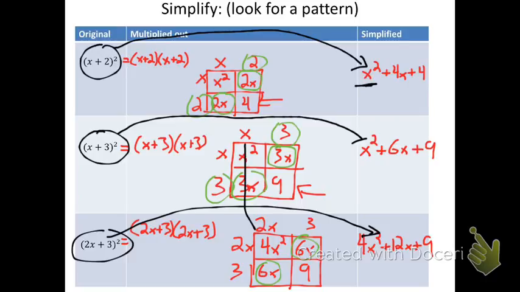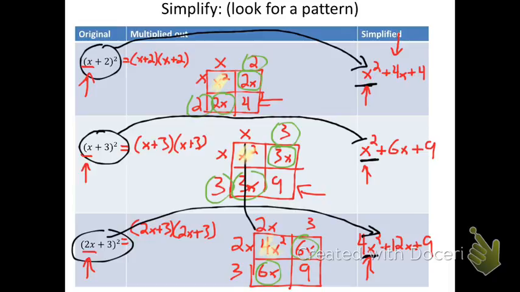Now, let's look for our pattern. This first term every time, this first term in all three of these, what you notice is we get that from this top left box in the table, where you're basically just squaring that first value in your binomial. So whatever this first one is, if you square it, it's going to give you the first term over there. Notice how it worked for all three of them. If I square x, I get x squared. If I square 2x, I get 4x squared.